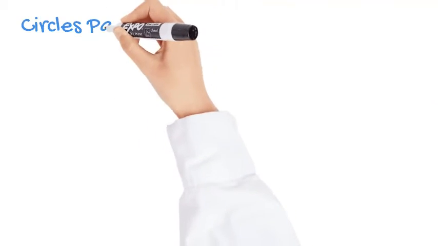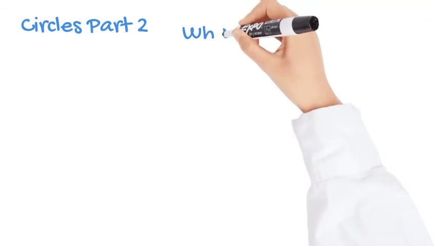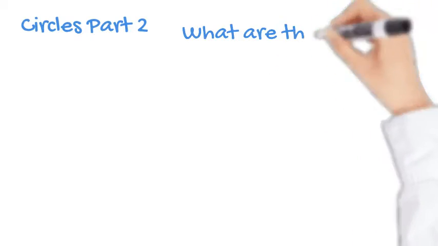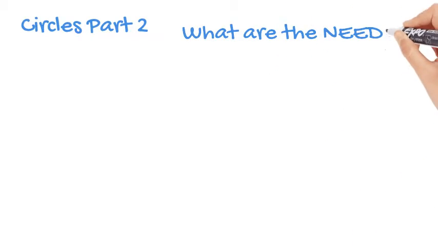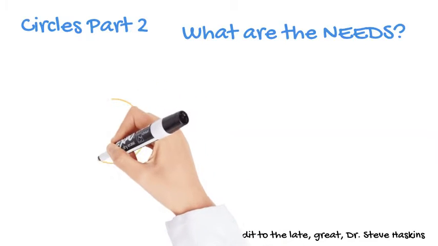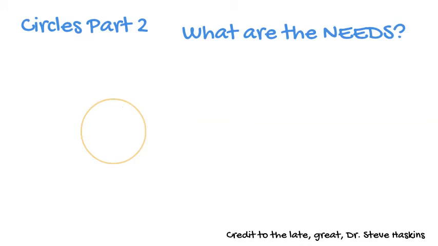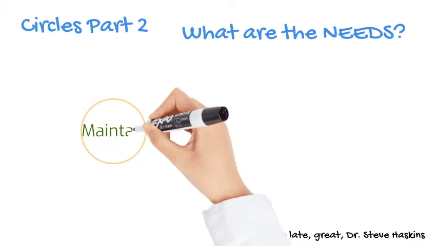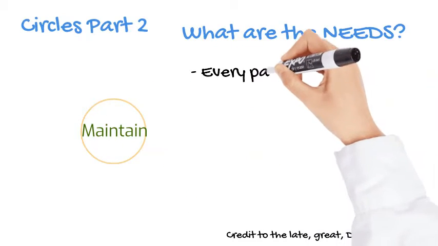We're going to move on to circles part 2, and this really applies to what are the very specific needs for this patient and really reflects their crystalloid issues. Again, we've got 3 circles, just arranged a bit differently. In the middle, we have the maintenance circle. Every patient has a maintenance fluid need.